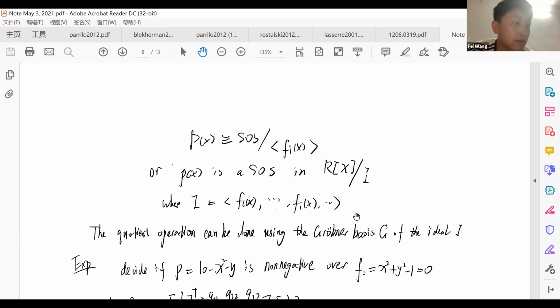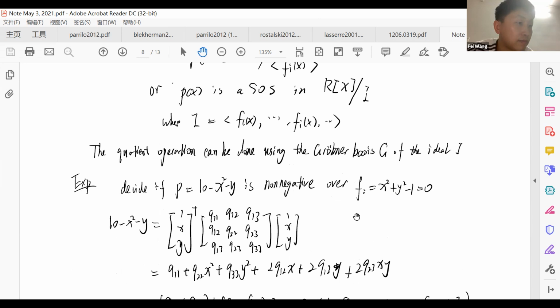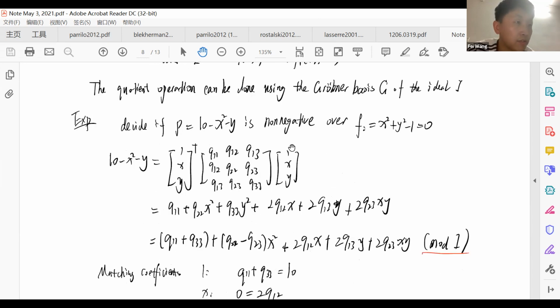So let's see an example. We want to see how we convert this to SDP, and how we quotient this ideal using Grobner basis. So let's say we want to decide if P, 10 minus x squared minus y, is non-negative over f, where f is x squared plus y squared minus 1 equals 0.